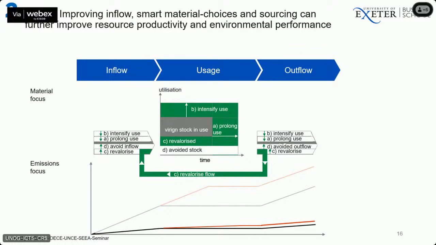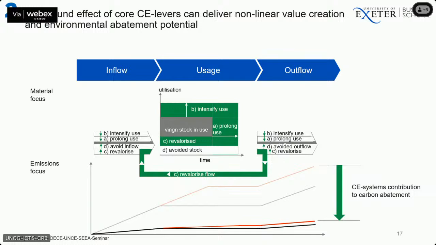If you put all these three levers together, you can drastically decouple, in a non-linear form, the utility that you provide to the economies from the environmental burden that comes with it. So that's the very simple idea of going circular at a systems level.